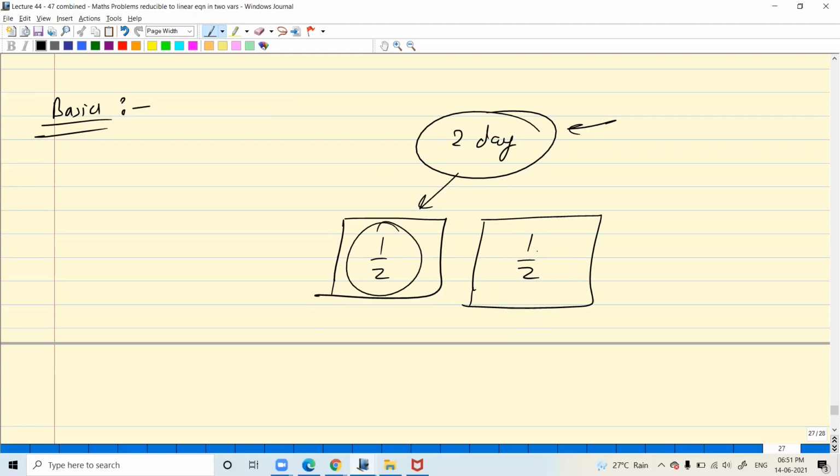So understand that when half of the work is done on the first day and half on the second day, when you add them together, half plus half will be 1. That 1 means it is the complete work.